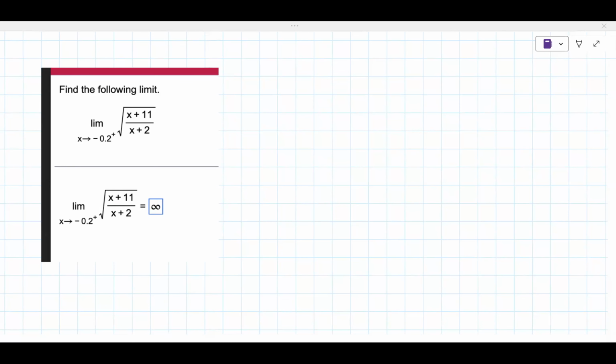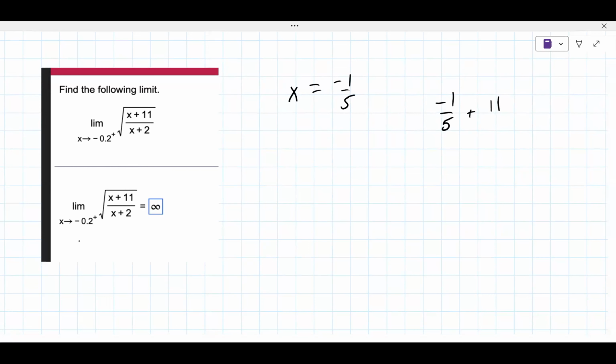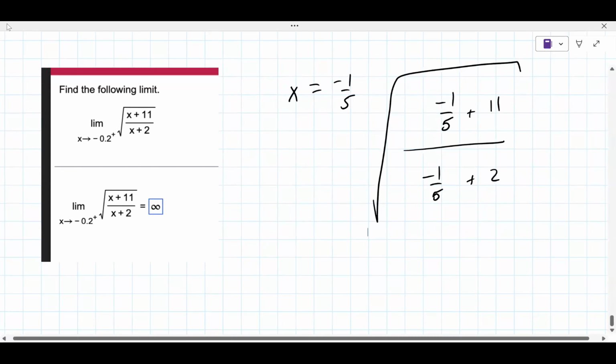Okay. It's minus 0.2, which is not... it's undefined at -2. Okay. All right. But you have to be able to take the square root of this. So, for lack of a better plan, it's -1/5. So we're gonna put -1/5 plus 11 over -1/5 plus 2, and then take the square root of that. Like, you always try the number.